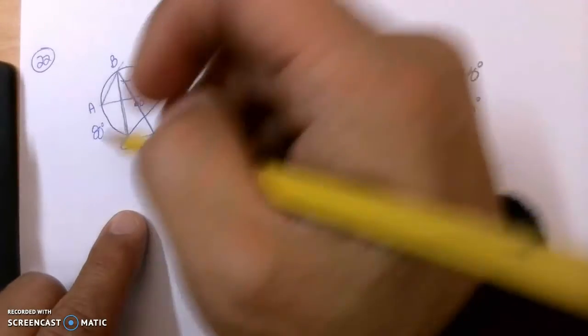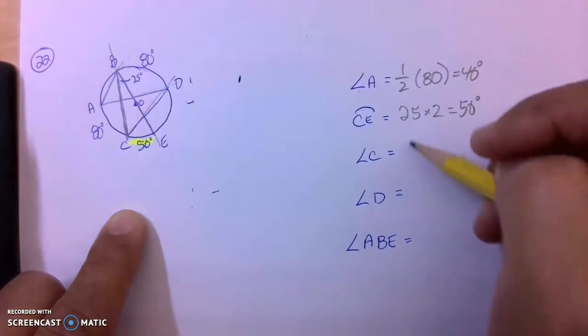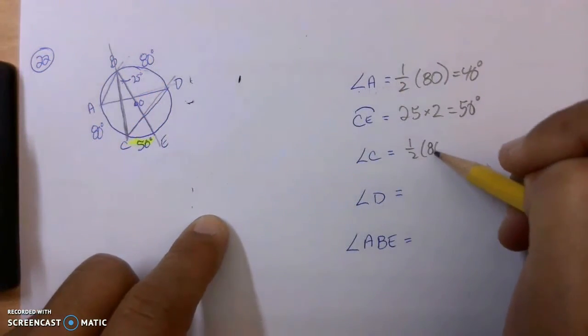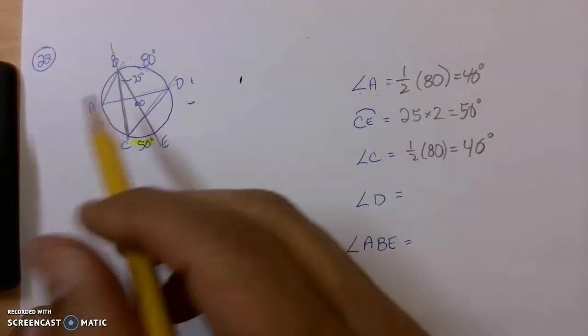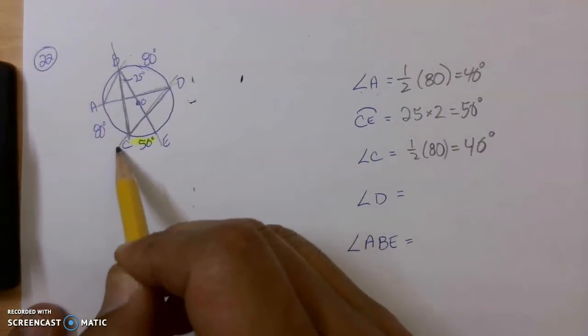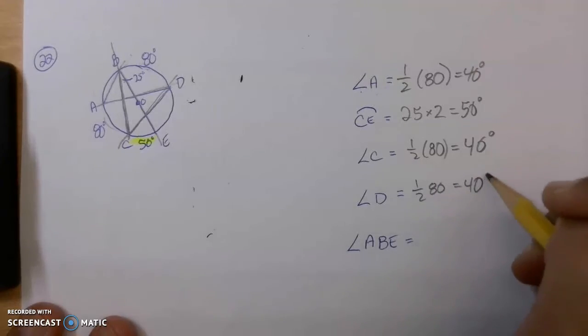Angle C here, where's angle C? It's right here. So if I extend this line and extend this line, it hits the arc 80. So it's half of 80 again, which is 40 degrees. Angle D is on the other side here. Angle D hits the 80, so it's half of 80, which again is 40 degrees.